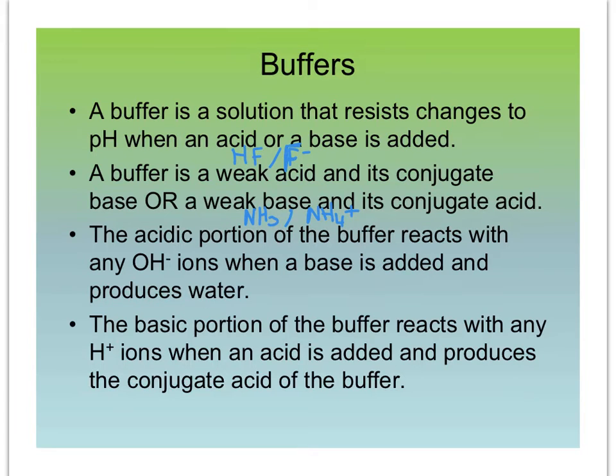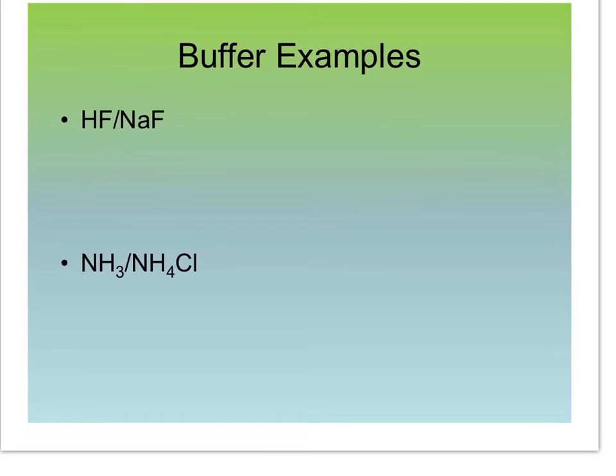So let's take a look at what happens when you add some extra H+'s or some extra OH- to a buffer system. So let's start with the NaF and HF system. So again, this is the same thing as saying I have HF and then from the NaF, the F- is what I care about. The sodium ion is just a spectator here. So this would be our acidic portion.